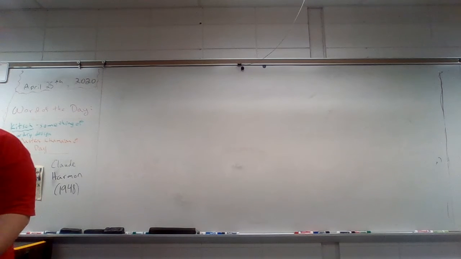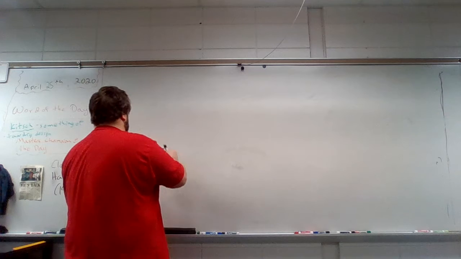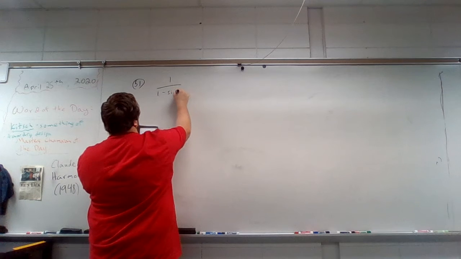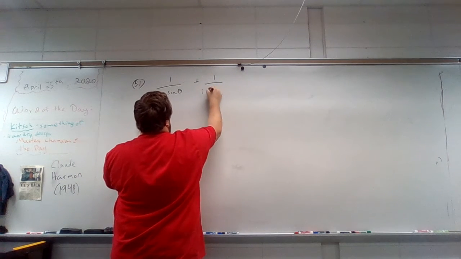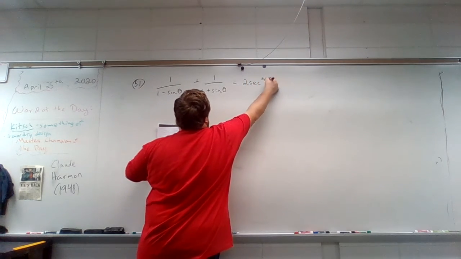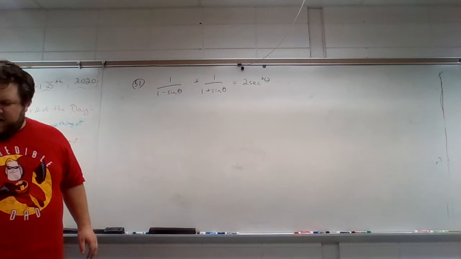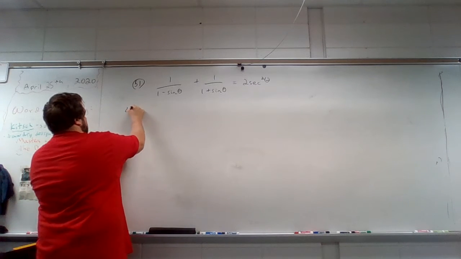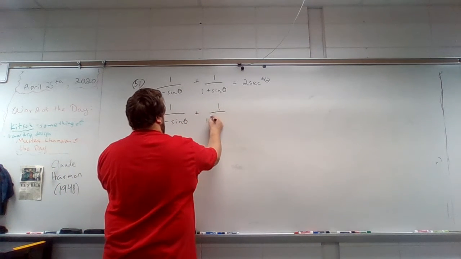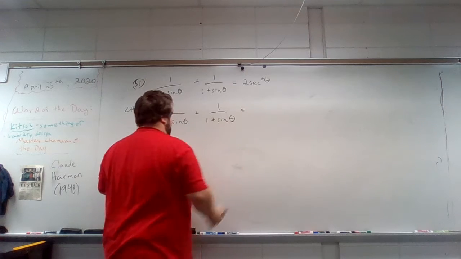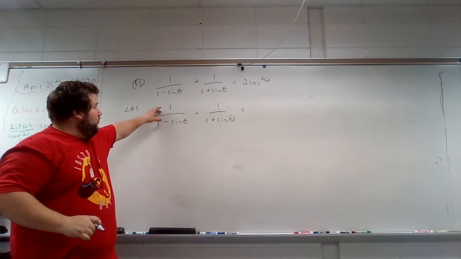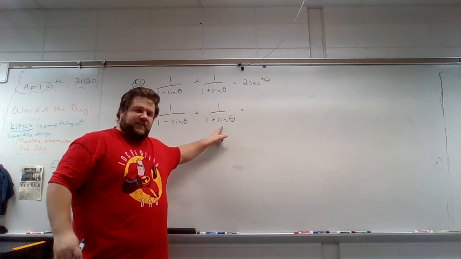51 I've got down here. 1 over 1 minus sine plus 1 over 1 plus sine. Show that this is 2 times secant squared. Okay, so left or right? Well, it would be left. And I would write this out, 1 over 1 minus sine plus 1 over 1 plus sine. How would we get a common denominator there? Well, I would have to multiply this guy by 1 plus sine and this guy by 1 minus sine, right?